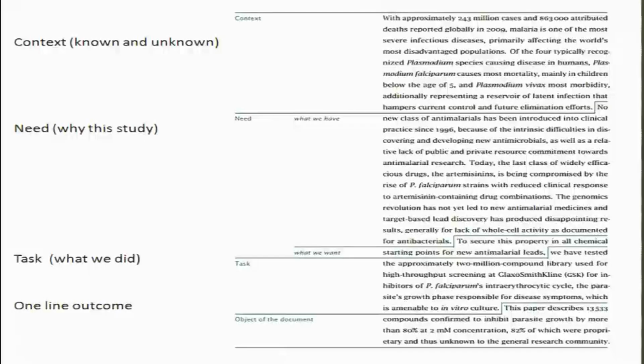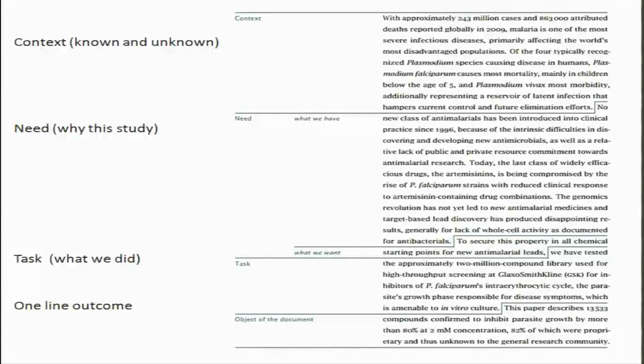So, what they did, just one liner: to secure this property, they say that the genomics revolution has not led to any new anti-malarial medicine, and target-based lead discovery produced disappointing results. There was a hype that if you sequence the genome, you will identify what is a druggable target. Therefore, people were waiting that when the sequencing is complete, they could develop some lead compounds. Now, that did not happen, therefore there was a need.